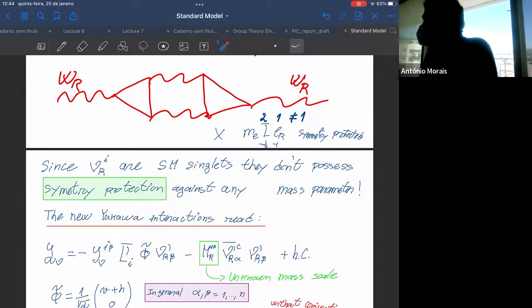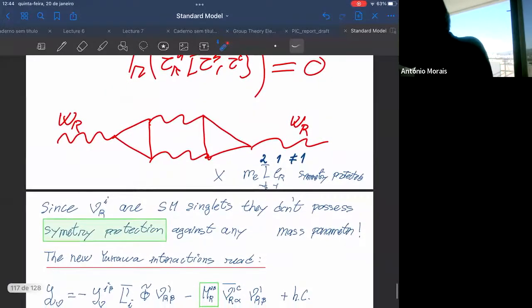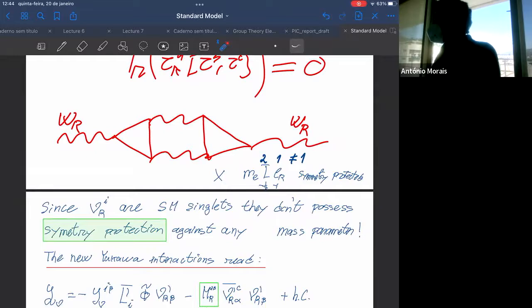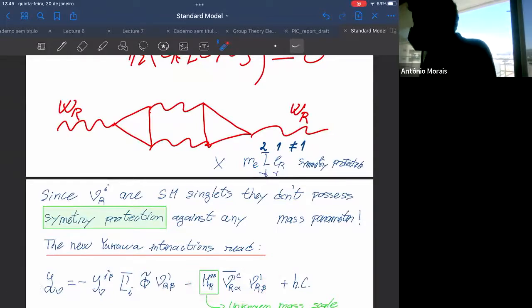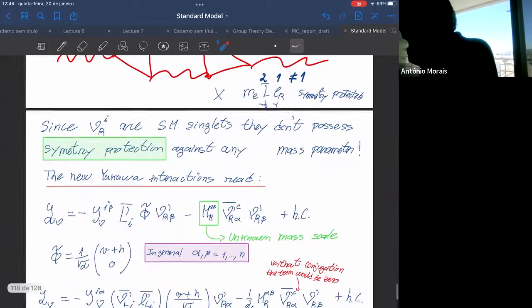But the thing is, when you write the generic standard model Lagrangian, you realize that all interactions have this accidental symmetry. You have gauge interactions, and you count, and you always have a fermion and an anti-fermion, and the lepton number and baryon number as well are respected. So it's an accidental symmetry in the standard model. This is a lepton number violating interaction, let's say. And this here I already wrote, so it's not large, but any mass parameter. This is an unknown mass scale. It can be huge. It can be closer to the electroweak scale.